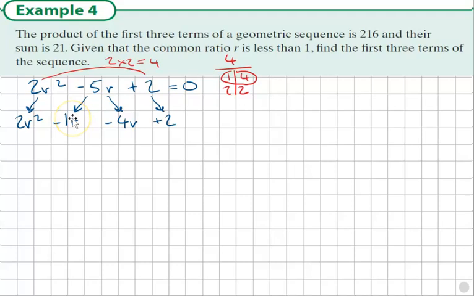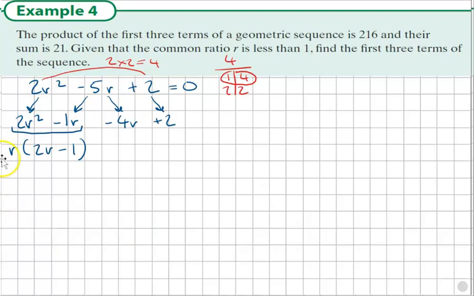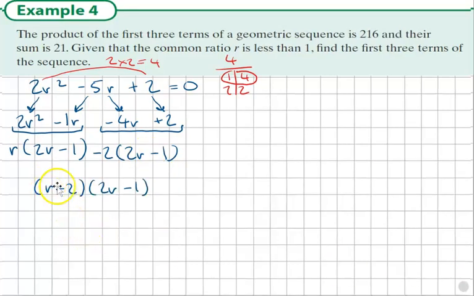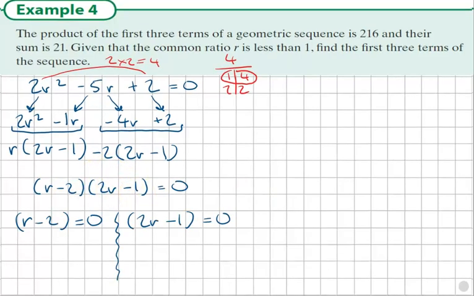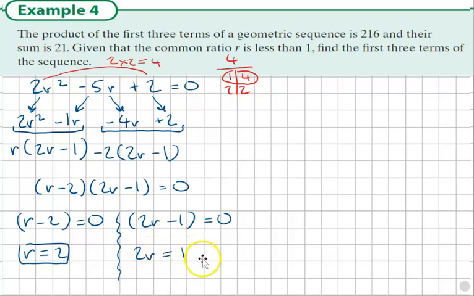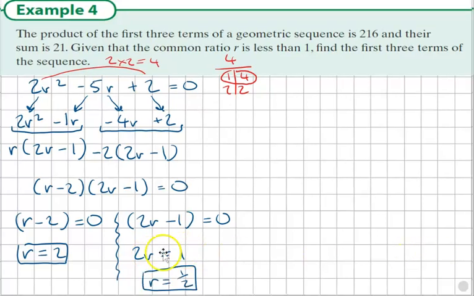So now we factorize the first 2 terms and then factorize the second 2 terms, and then our brackets should match. So we get r times 2r minus 1. And then we get minus 2 times 2r minus 1. So yes, our brackets match. So we've got the same thing in both sets of brackets. So we get r minus 2 times 2r minus 1 is equal to 0. And then letting each of the sets of brackets equal to 0, we get r is equal to positive 2. Or we get 2r is equal to 1. So solving for r, we get r is equal to a half.